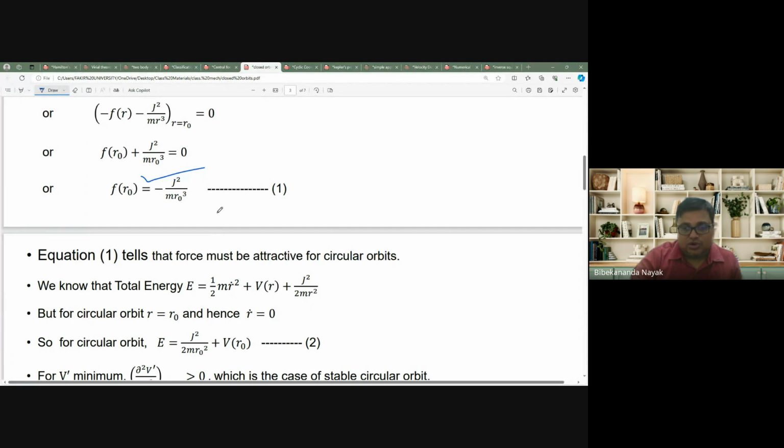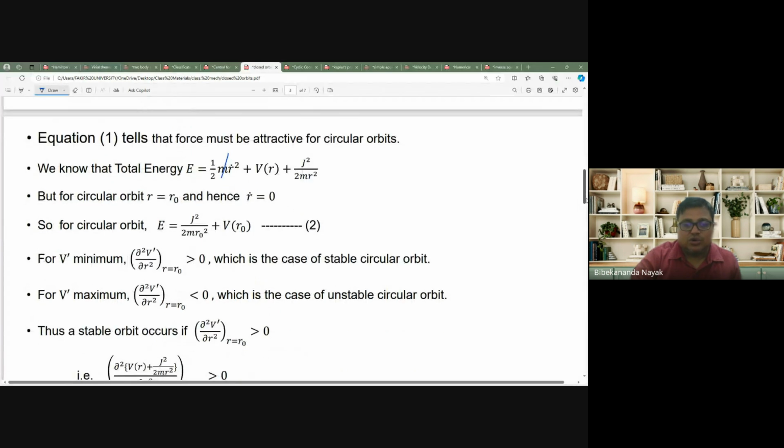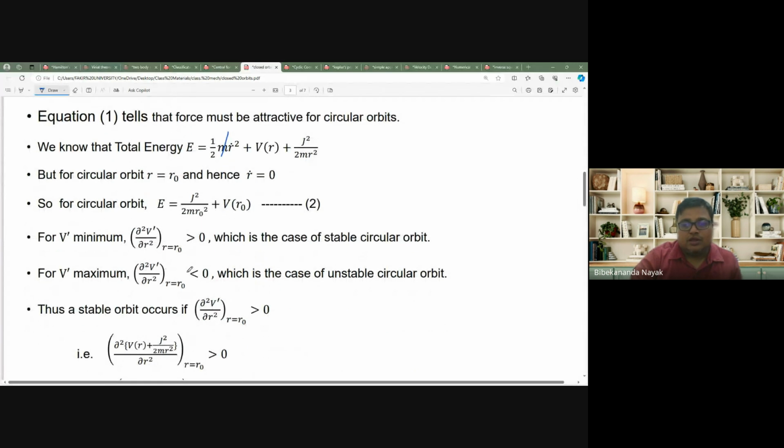That point on the circular orbit is a turning point, so here r dot is equal to 0. So only E is equal to V(r) plus j square by 2mr square. For V prime minimum, the double derivative will be greater than 0 in the case of a stable circular orbit, and V prime is maximum in the case of an unstable circular orbit.